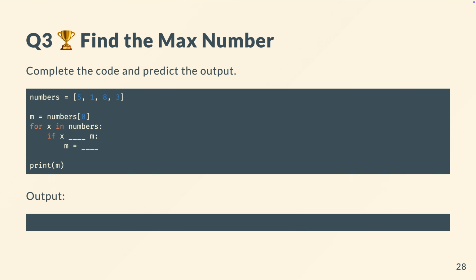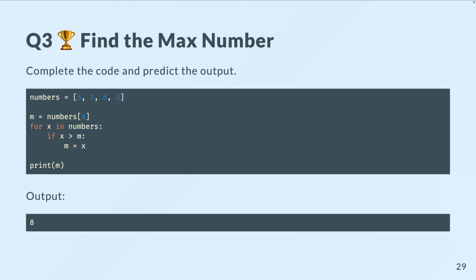Question 3. Find the max number. Numbers is 5, 1, 8, 3. Fill in the blanks in the if statement, so we update m only when we find a bigger number. Then predict the output. Pause and answer. Let's check.